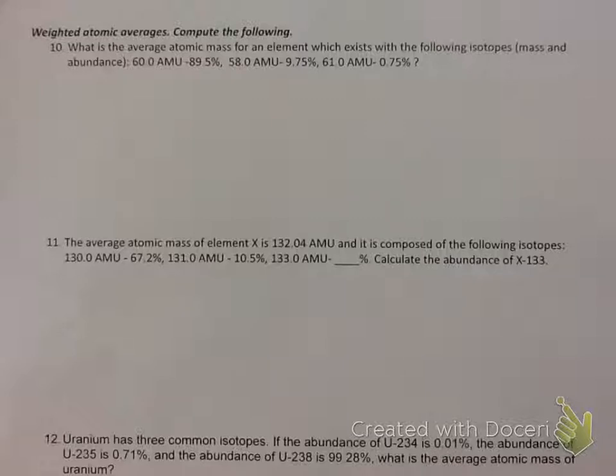So we want to know what the average atomic mass is for some element which exists in the following isotopes. 89.5% of it has a mass of 60.0 AMUs, 9.75% of it has a mass of 58.0 AMUs, and 0.75% of it has a mass of 61 AMUs.